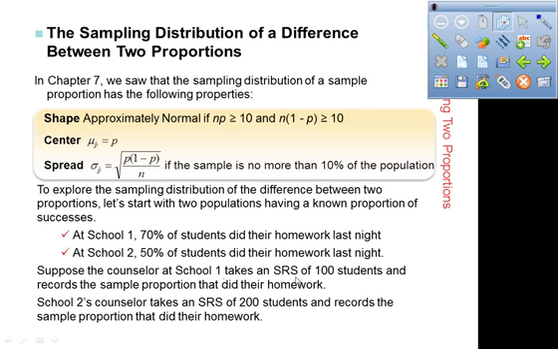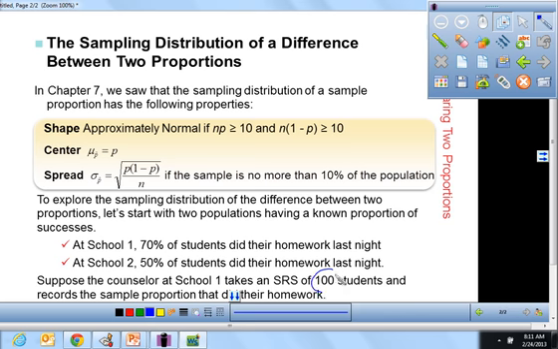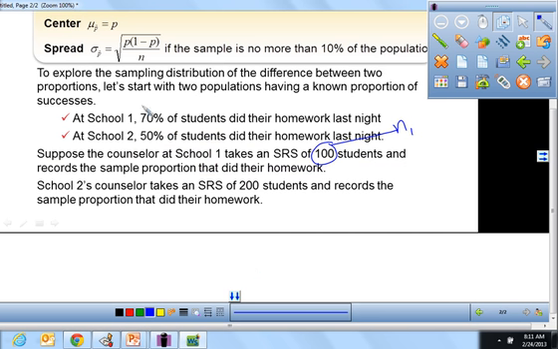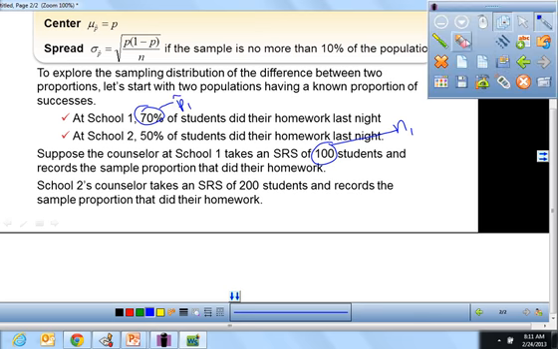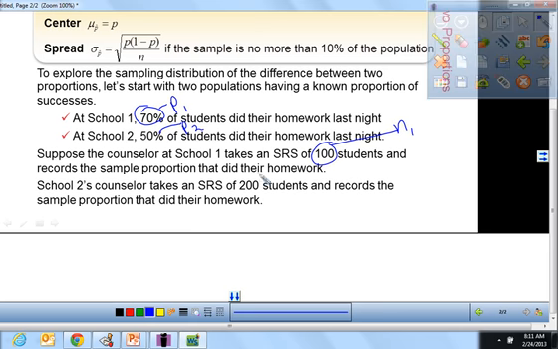Suppose the counselor at school 1 takes a simple random sample of 100 students. So as soon as I read that, I know that this right here is my n1. All right? So this right here, 70% of their students did their homework last night. So I'm going to say this is p hat of 1. Oh no, it should be the population, sorry, because they took a simple random sample. So I believe this is going to be my p. All right, and here would be my p of 2, and then the counts are 200 students. That becomes my n2. So you're going to have to be able to pick out this information when you read through the problem.